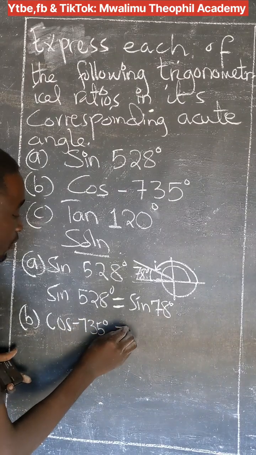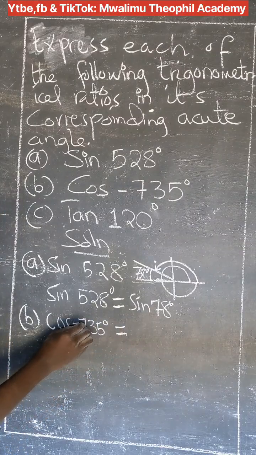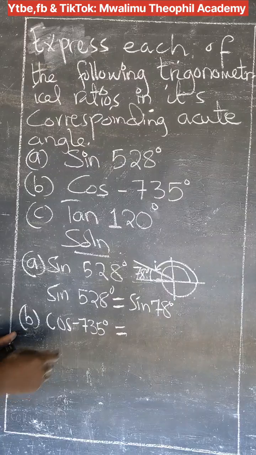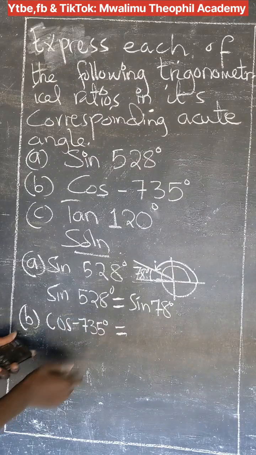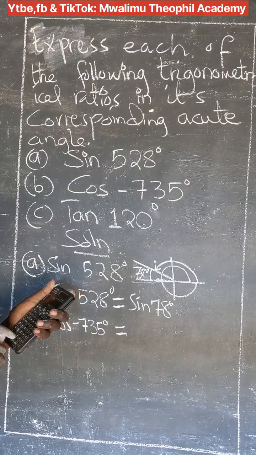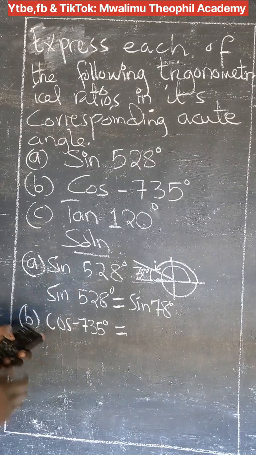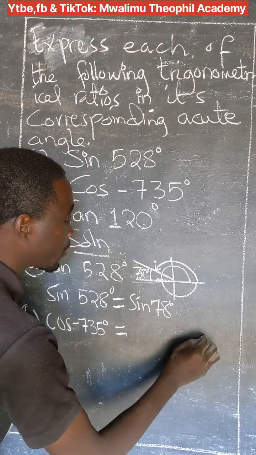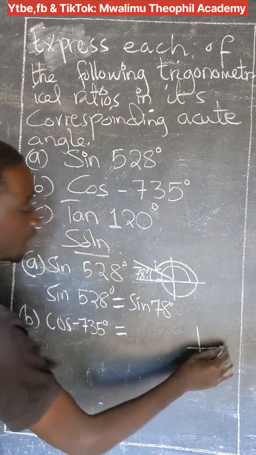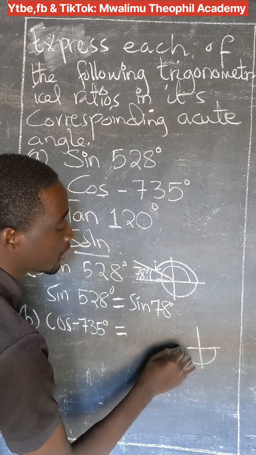B. We are asked to calculate cosine of negative 735. We express its corresponding acute angle. Negative 735 is a negative angle. Now, how many full turns do we have? Just take 735 divided by 360. You get 2 full turns. So we rotate in the negative direction, this way, with 2 full turns.